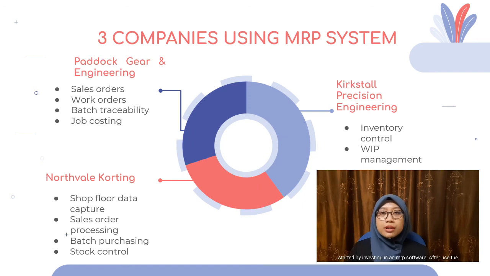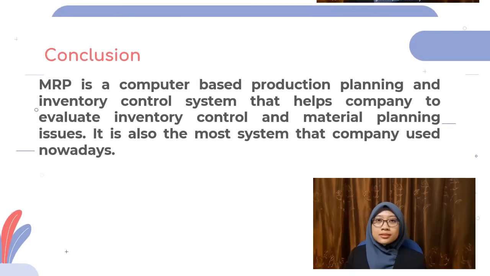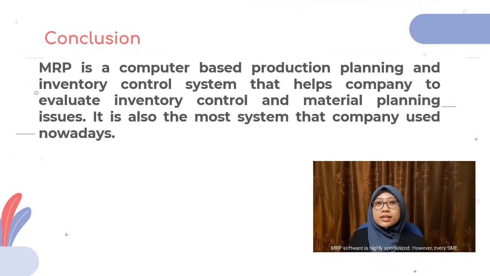After using the MRP software, they improved inventory control and work in progress management by linking barcode scanners to the system to track goods. This helps to update the inventory level, improve quality control, and provide greater predictability. So, MRP software is highly specialized. However, every SME is different and every MRP system is different. So, it depends on whether the company wants to use it or not.